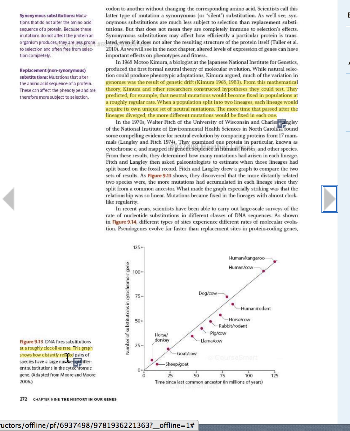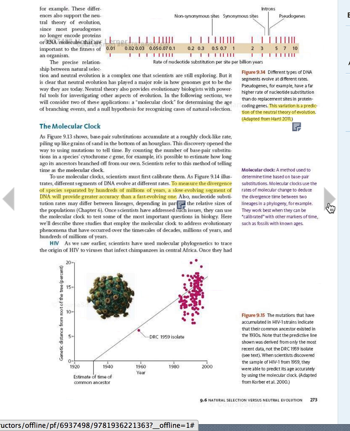Then I just want to point out here, they've got a phenomenal label on this graph. This label tells you exactly what you need to know from this figure. So read that and strive for the rest of your life to write labels as good as that. Okay, here is a question to be able to answer. This says, this variation, shown above in this figure, is a prediction of the neutral theory of evolution. How is that a prediction? I want you to be able to explain that.